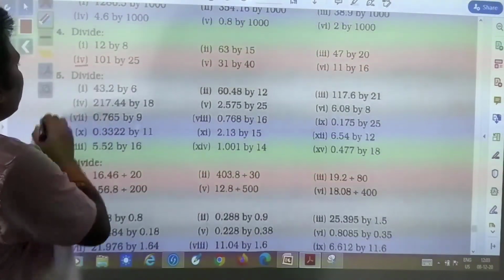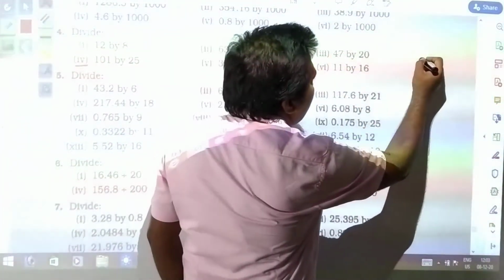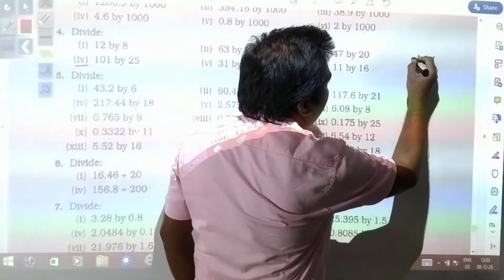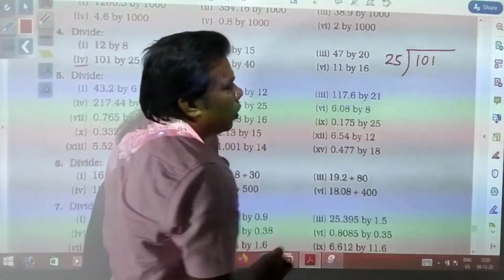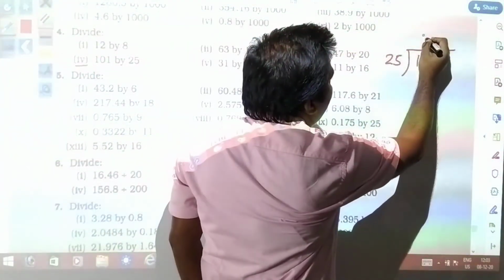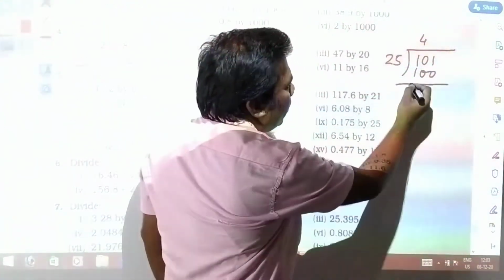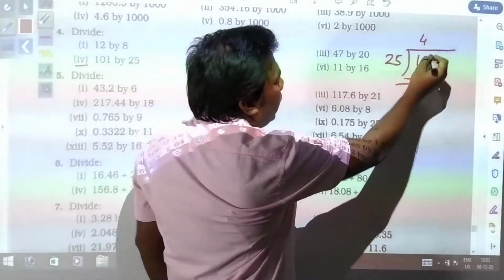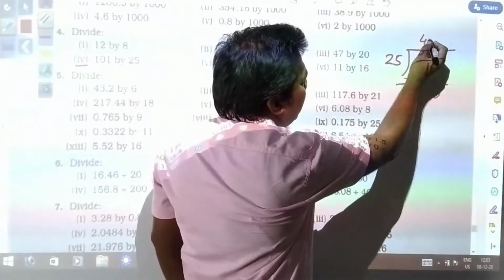One more question we will take. Suppose you have 101 divided by 25. So now we need to divide. Here you see 25 4 ja 100. Remainder you will get 1 if you are subtracting. Now you need to put 0 over here and decimal over here.